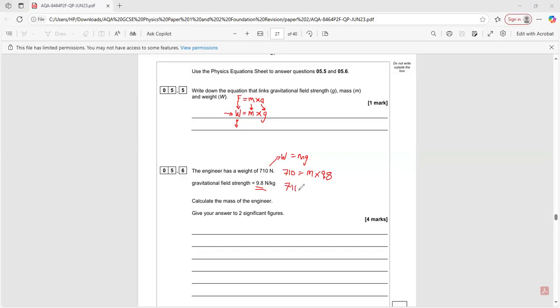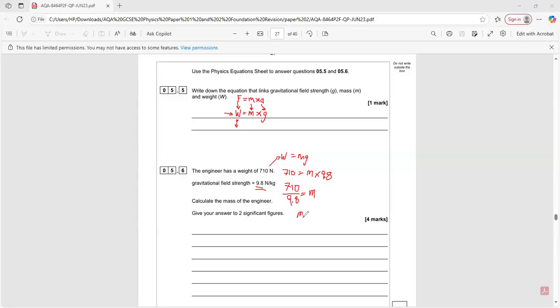7. By what? 9.8. Thank you. 9.8 is not the 710 thing, because it's not the 710 that is multiplying m. It's the 9.8 that is multiplying m. So you divide both sides by 9.8. Okay, so what does your calculator say?